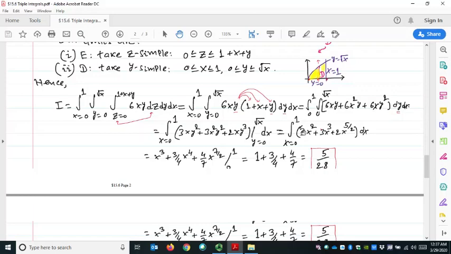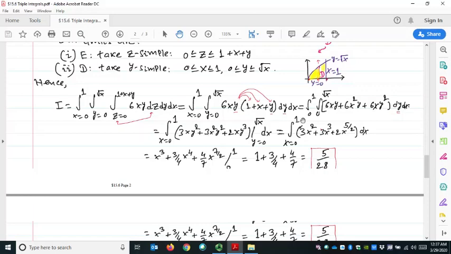Next, write down the x integral and put y equals the upper limit, radical x, and simplify. This gives you this expression: integration over x equals 0 to 1 of 3x squared plus 3x cubed plus 2x to the power 5 halves dx. Note that when you put y equals 0, this expression disappears and becomes 0.